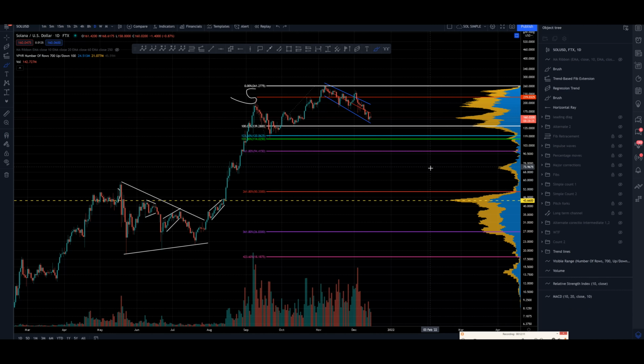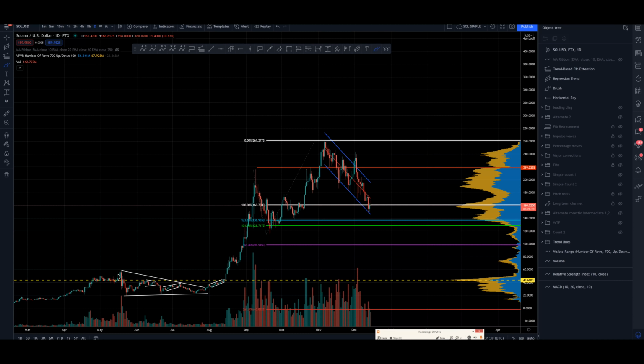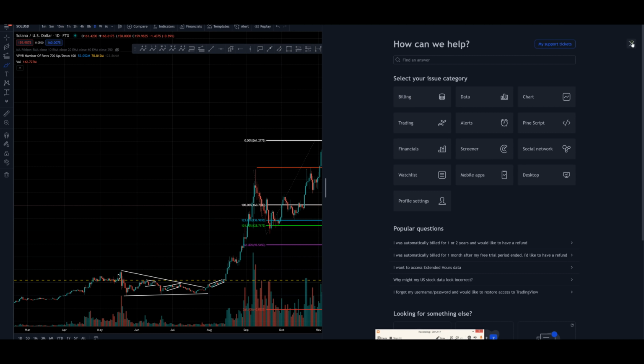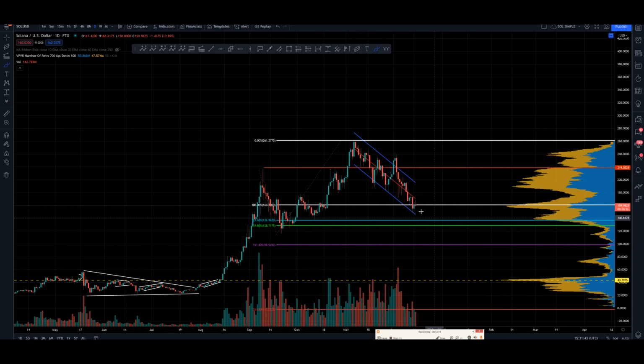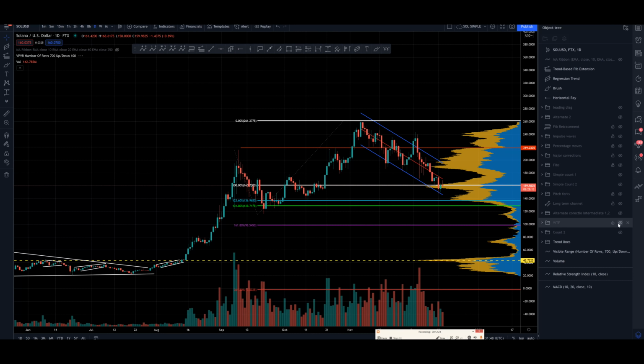Right, so we're expecting deeper pricing here in Sol as well. How deep depends on the extension within the C, right? Excuse me. Clicking on the wrong thing. Now let's come in and have a look at what I'm talking about. Let's bring the count back up.